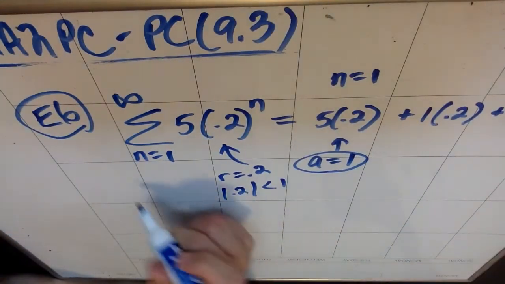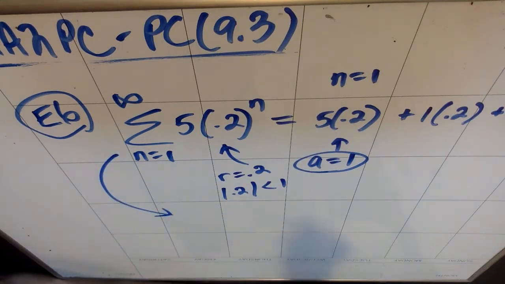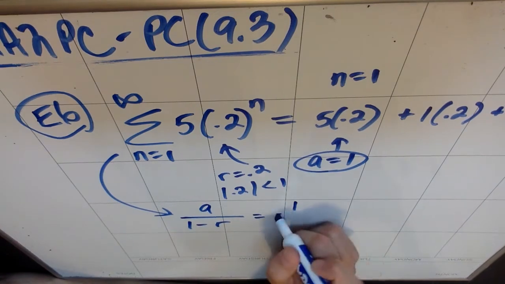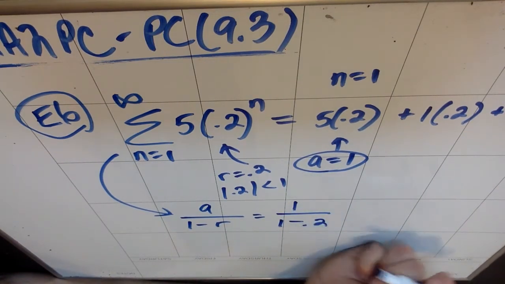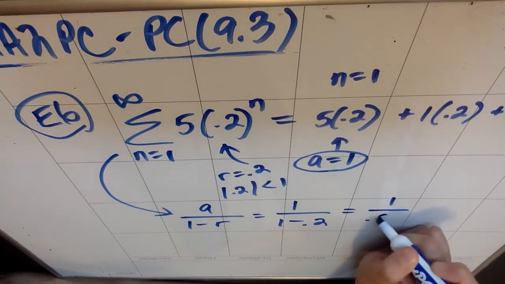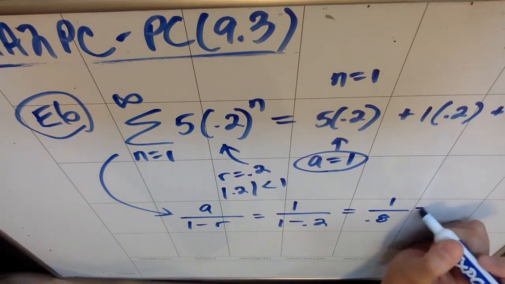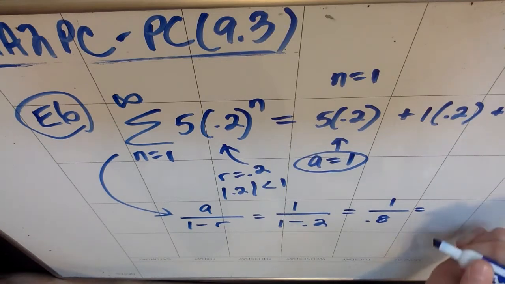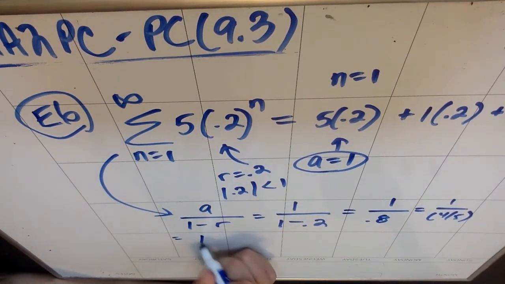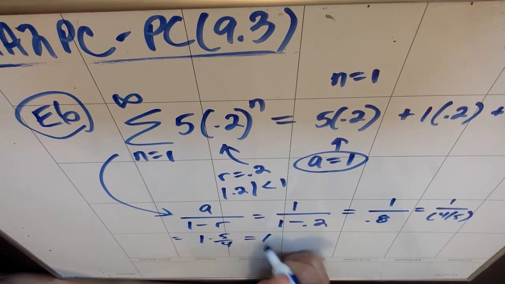What that means is that this entire sum of all these numbers is going to converge to A over 1 minus R, which is 1 over 1 minus 0.2, right? Well, that's 1 over 0.8, or you can make it 4/5, I don't care. So 1 divided by 0.8, or 1 over 4/5 if you prefer, which means that this is 1 times 5/4, or 1.25.